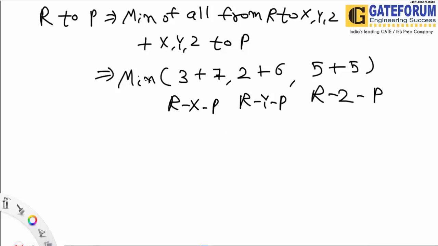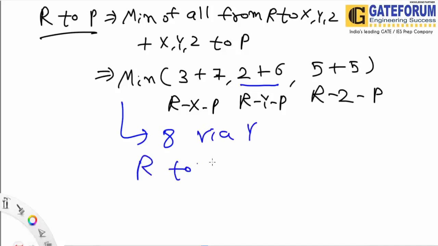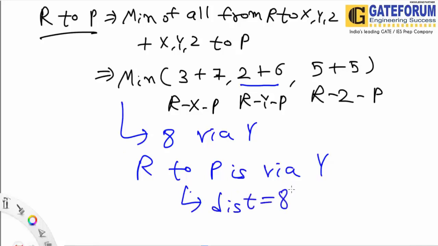So we are basically traveling from R to P only. If you look at the minimum, it is via Y. The minimum distance is 8, because the others give 10 and 10, and this one gives 8 via Y. So R to P is via Y, and the distance is 8. That's what we got in the first equation whenever we calculate from R to P.